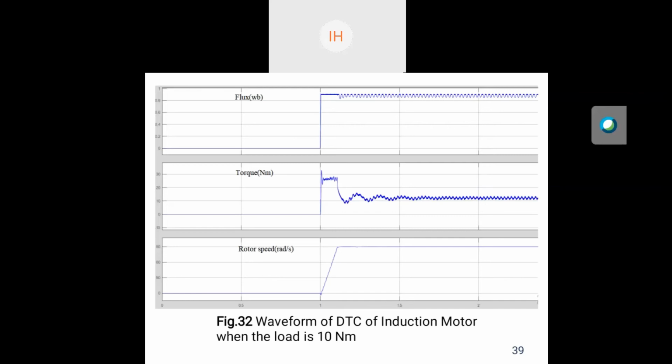It is due to the high current initially in an induction motor. To prevent this, we use resistance to decrease the current. For this, the torque value increases initially, and after some time, it becomes nearly equal to the 10 Newton meter. So here we are also able to control the torque, rotor speed, and flux. Next slide.